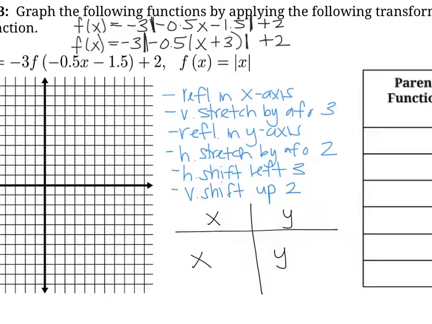Okay, so one by one, we have our a value, and we know we're going to multiply that by our y. That's going to take care of our reflection and the vertical stretch. Next we have our k value. So the x value is going to get divided by our k value, so divided by negative 0.5. And that's going to take into account a reflection in the y-axis and a horizontal stretch. And now we've got to shift the entire function to the left 3, so we are going to subtract 3. And our y values are going to be shifted up 2, so we're going to add 2.